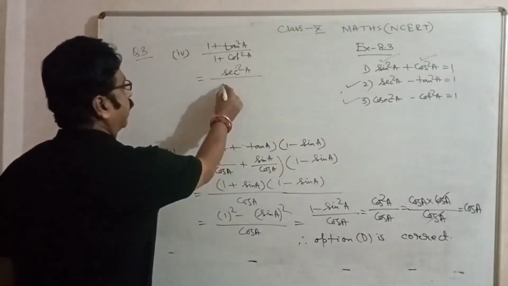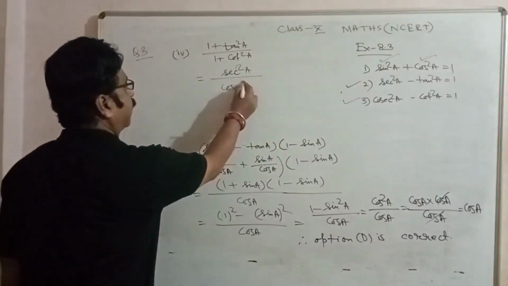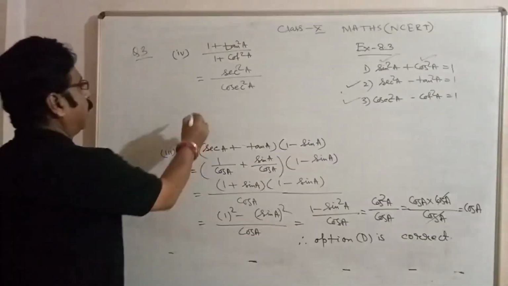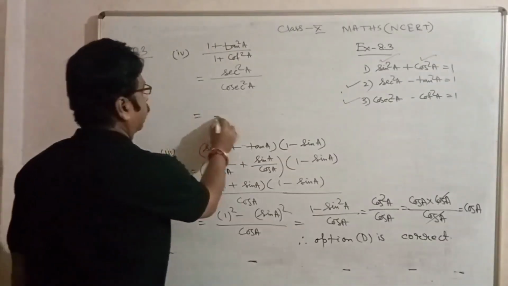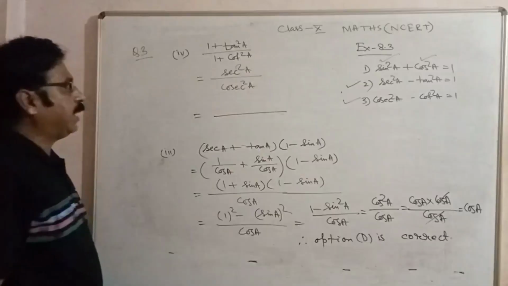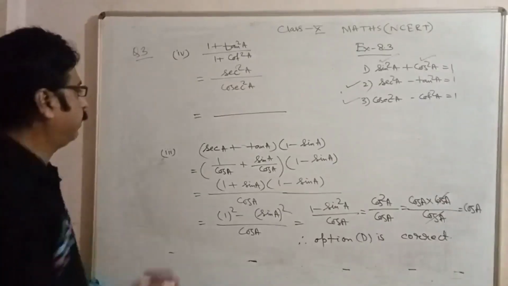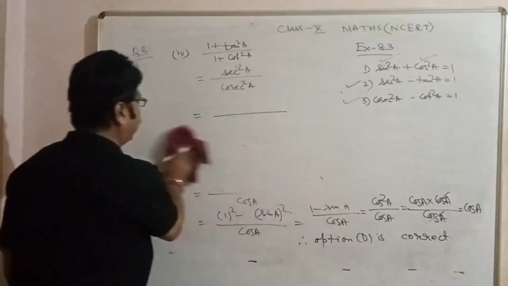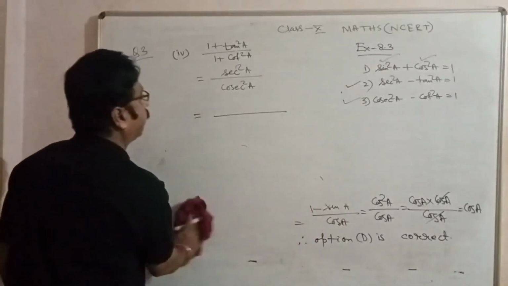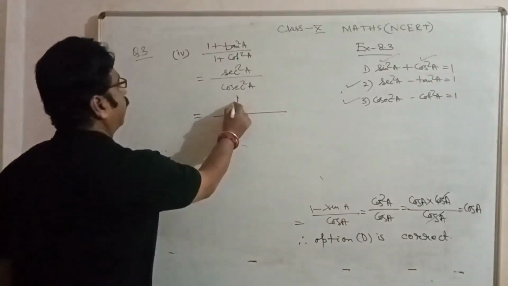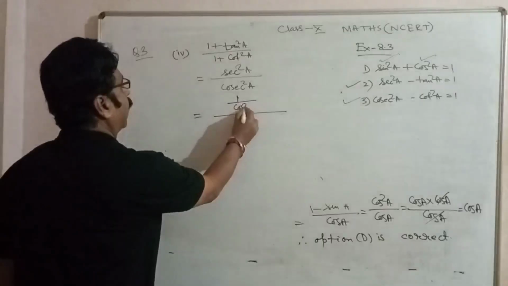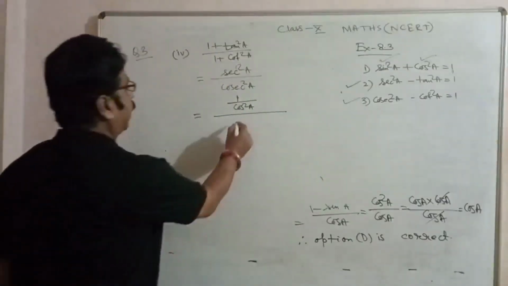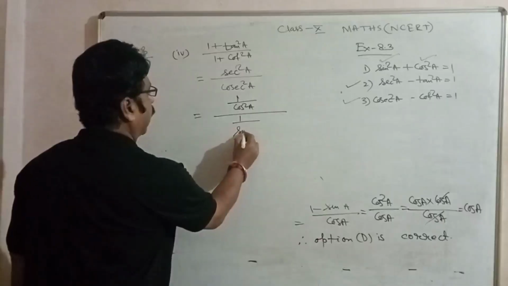We can write here cosec square A. Now sec square A means 1 upon cos square A, because sec A is 1 upon cos A, and cosec A means 1 upon sin A. We can write 1 upon sin square A.